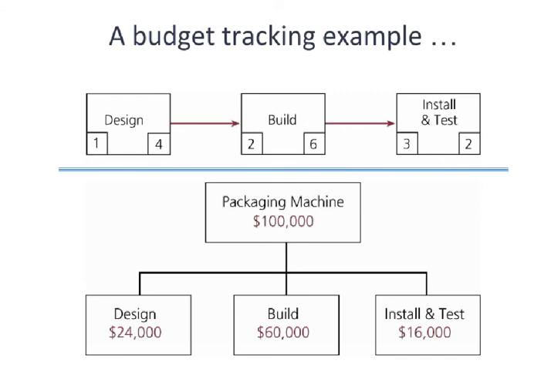Okay, so you'll see the duration here. The design has a duration of 4, build has a duration of 6, install and test has a duration of 2. At the lower portion of this slide, you will see how much money we have for the project and how that money has been allocated. So they've already completed that first step that we talked about 5 or 6 slides ago. They've taken the total budgeted cost, the TBC, and they've allocated it out to the work packages. $24,000 for the design package, $60,000 for the build package, and $16,000 for the install and test package.